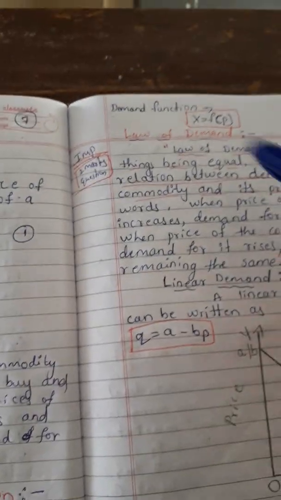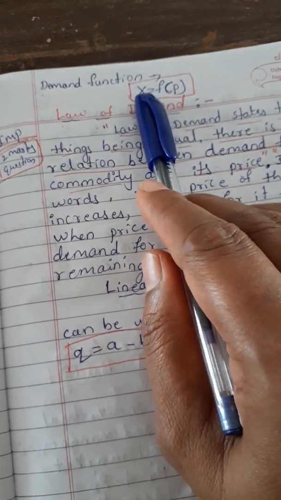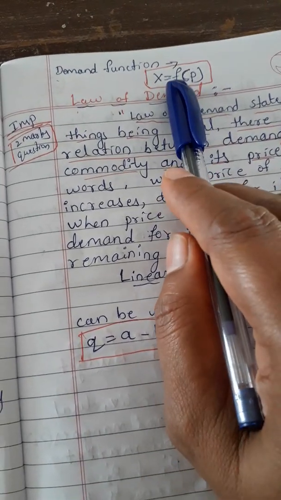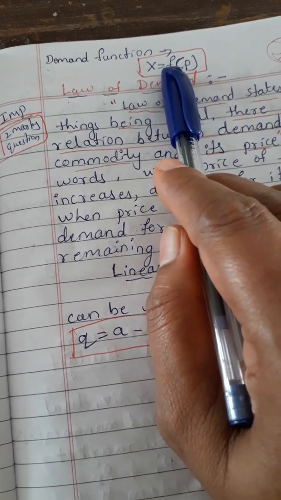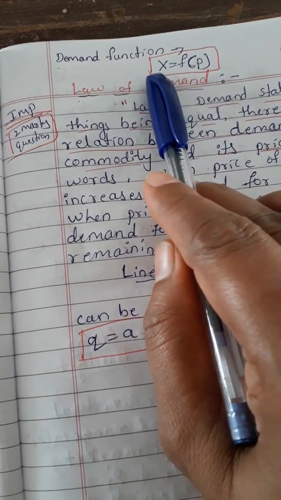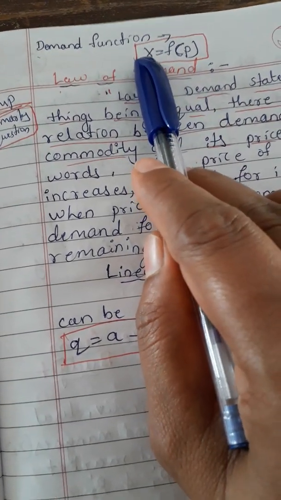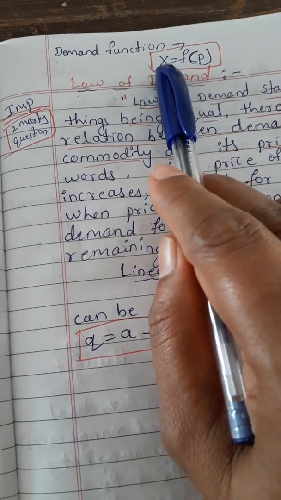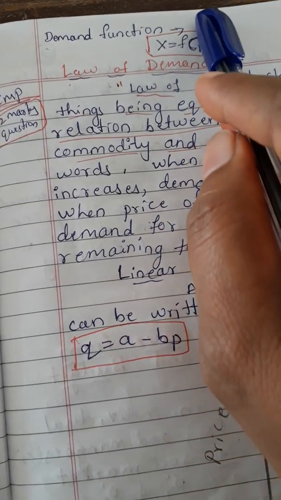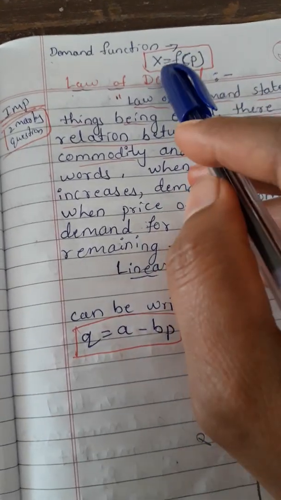And there is one equation of the demand function, x is equal to f of p. Here x is the dependent variable and p is the independent variable. F means a function. The demand function means the relationship between x and p. X means the quantity of a commodity and p means price. The quantity demanded is the dependent variable and p is the independent variable. When the price increases, demand decreases, and when the price decreases, demand increases.